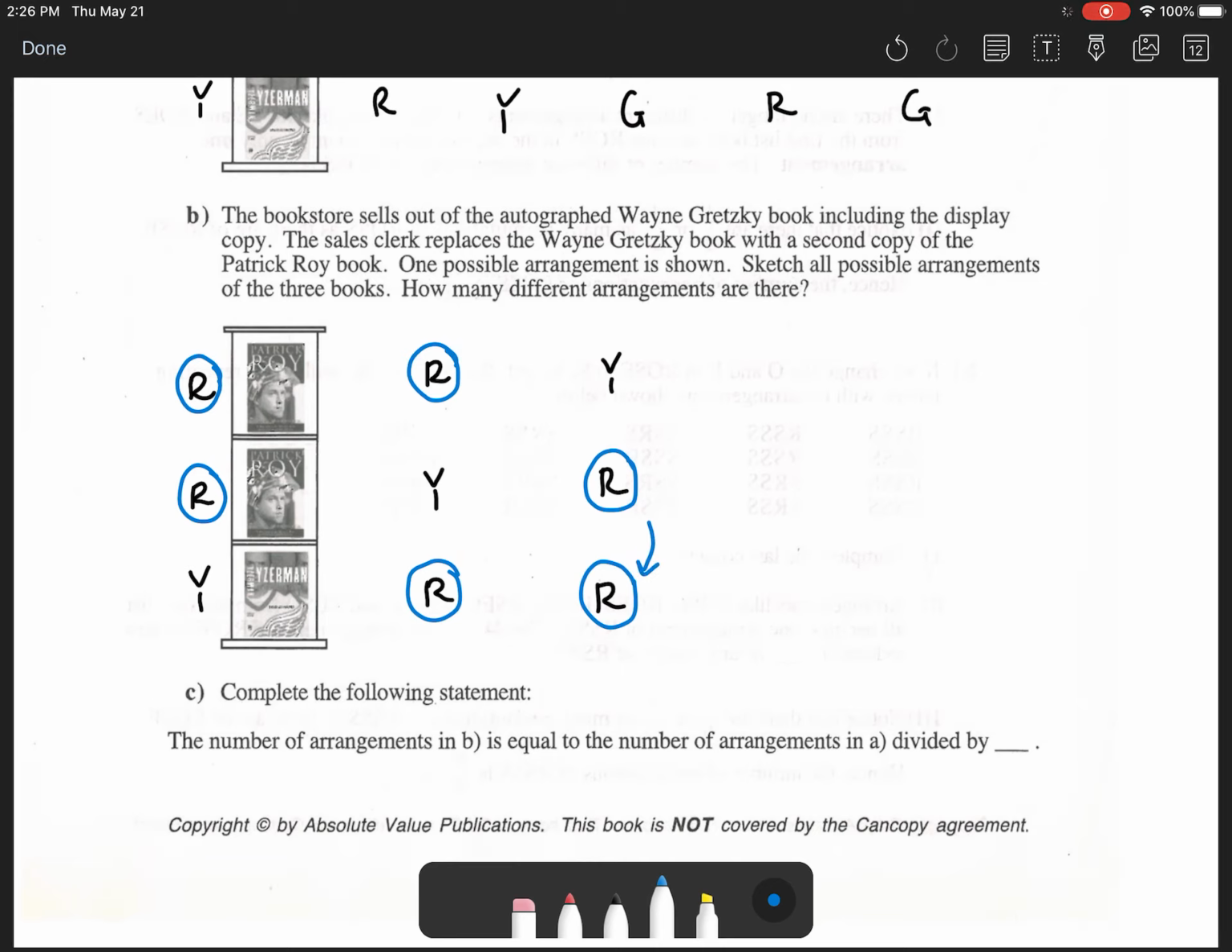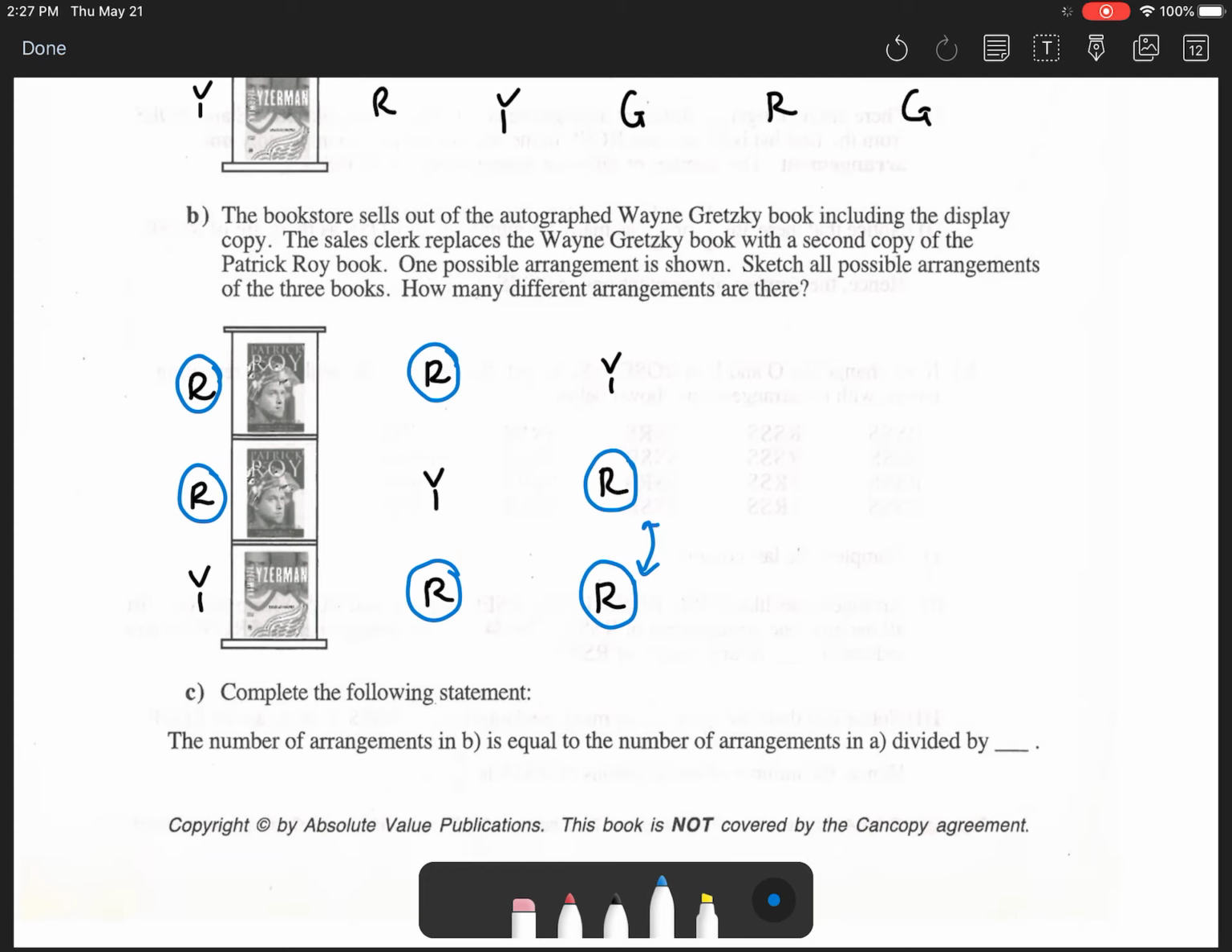I'm circling them all here in each combination. The difference is that, for example, in the third one, if I take these 2 and switch them, you would not be able to tell me the difference between those arrangements. I would still have a Patrick Waugh book in position 2 and 3, with the Yzerman book in position 1. So in this case, there are only 3 different arrangements.